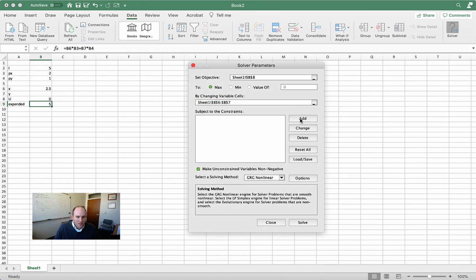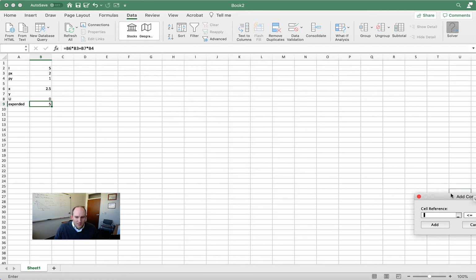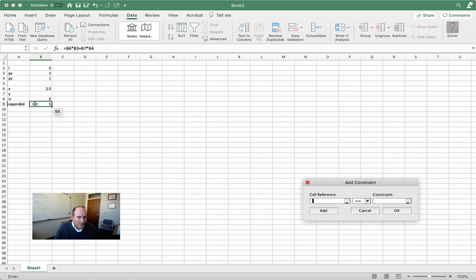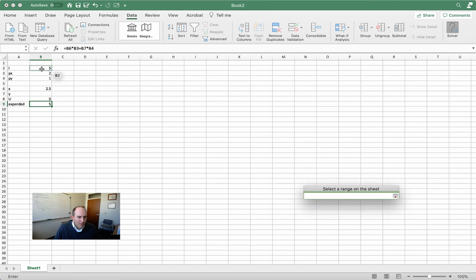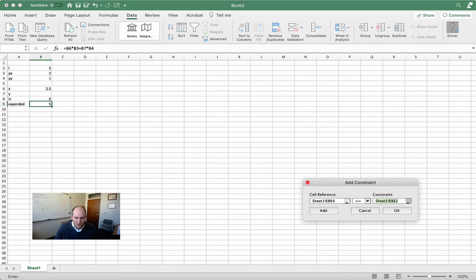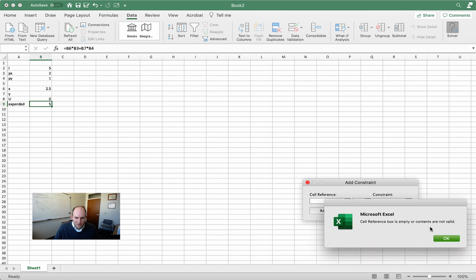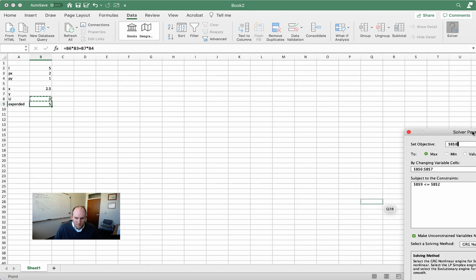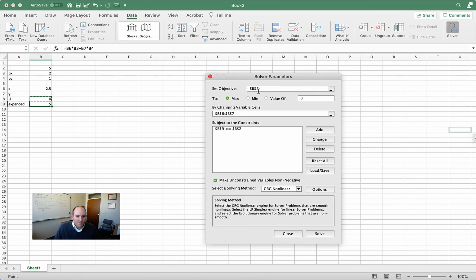But we need to add a constraint, and that constraint is this price. The amount of money we expend must be less than or equal to the income constraint. So we'll add that constraint, push OK. So now we've set the objective. We're going to maximize the objective by changing the amount of goods we're purchasing, subject to the constraint that the amount of money we expend must be less than or equal to I.